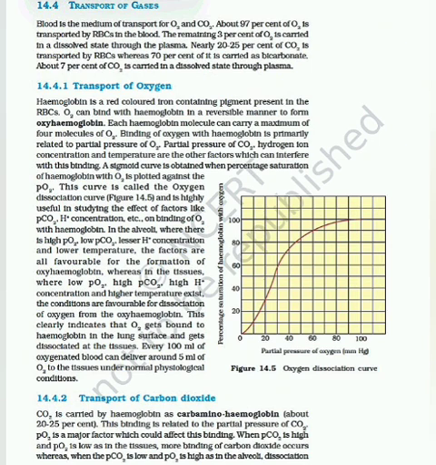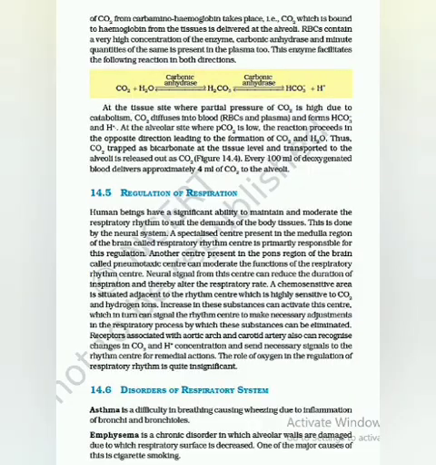Transport of carbon dioxide. Carbon dioxide is carried by hemoglobin as carbamino-hemoglobin, about 20 to 25%. This binding is related to the partial pressure of carbon dioxide, and partial pressure of oxygen is a major factor which could affect this binding. When partial pressure of carbon dioxide is high and partial pressure of oxygen is low, as in the tissue, more binding of carbon dioxide occurs. Whereas when the partial pressure of carbon dioxide is low and partial pressure of oxygen is high, as in the alveoli, dissociation of carbon dioxide from carbamino-hemoglobin takes place. That is, carbon dioxide which is bound to hemoglobin from the tissue is delivered at the alveoli.